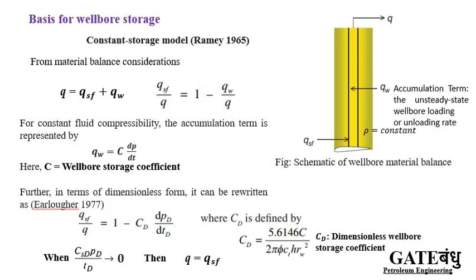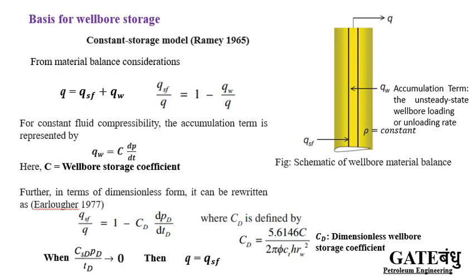So we talked about what wellbore storage is, and there is a mathematical background for it, and there is a constant storage model. There is also a variable storage model that is very complex, and here we will talk only about the constant storage model. Here Q subsurface is the subsurface flow rate and Q is the surface flow rate. We are saying again and again that when Q subsurface becomes equal to the surface flow rate, then this wellbore effect ceases to exist.